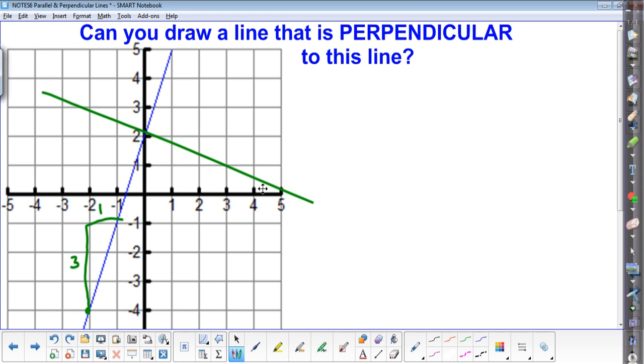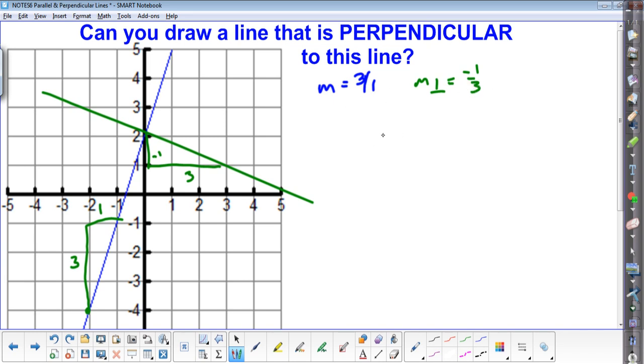To make a perpendicular line, it has to be negative. It's got to be the opposite of what this guy is. And this guy actually is perpendicular. Did a pretty good job. But his slope is down 1 over 3. So the slope of the blue line was 3 over 1, and the slope of the perpendicular line, that's the symbol for perpendicular, is negative 1 over 3. What do we call these two numbers?